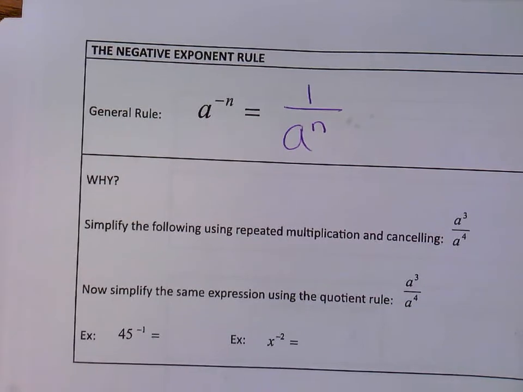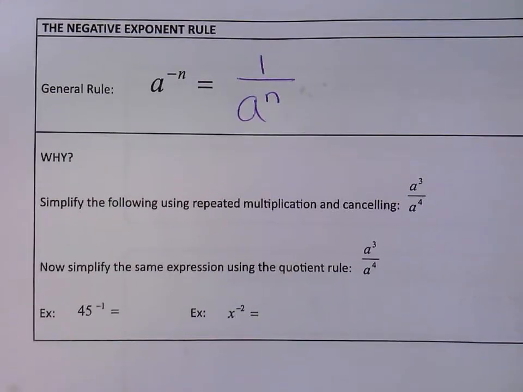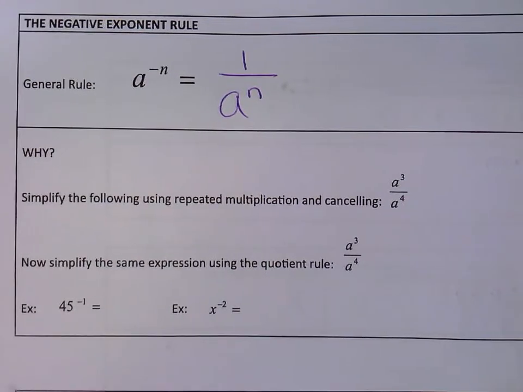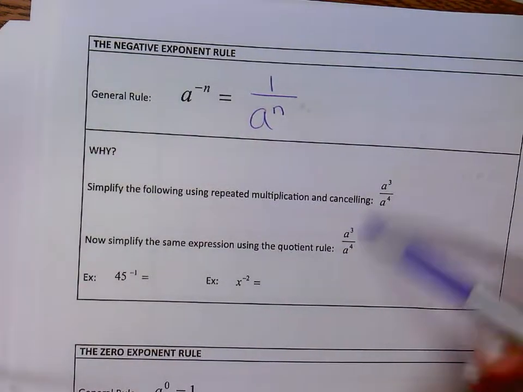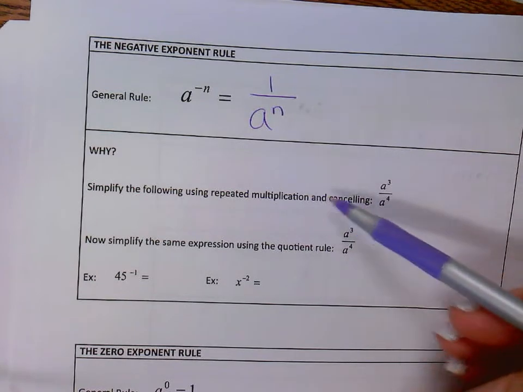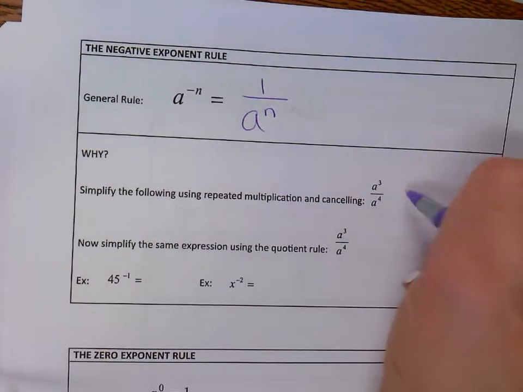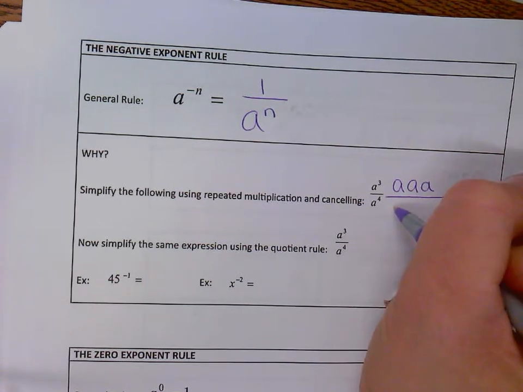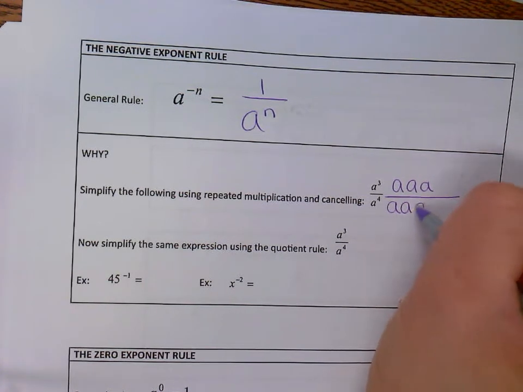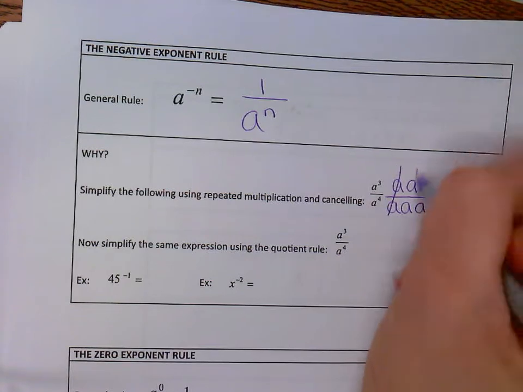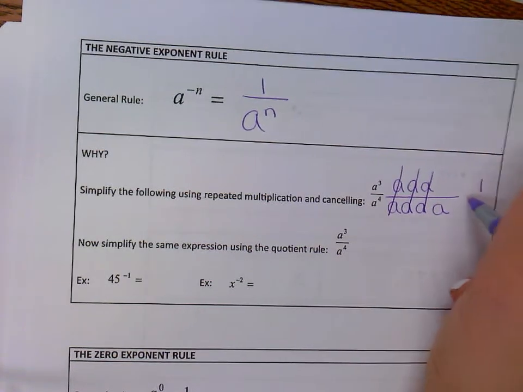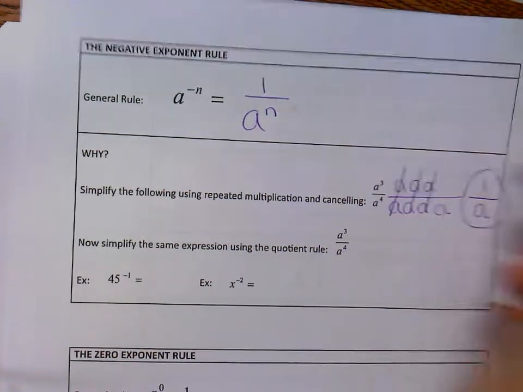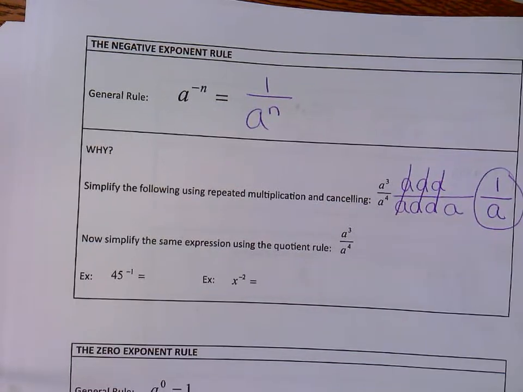And so I'm kind of going to prove it to you. So why does that actually work? So this says, let's do some repeated multiplication and then cancel. So if I have A over 1, 2, 3, 4, when I cancel, don't I get 1 over A remaining? Because that A is left in the denominator.